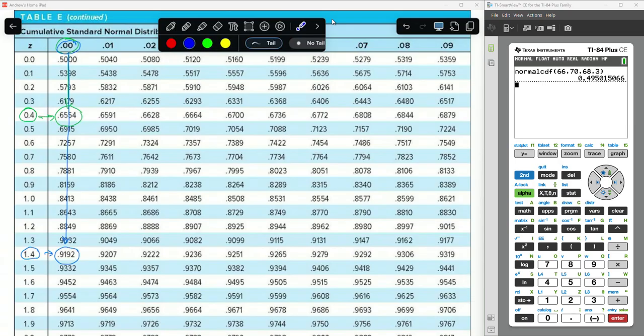When I was calculating a probability, I knew my z-score was 0.40, and then I read off down to find the area. Now I'm going to look up an area and then read backwards to figure out what its z-score is. So the z-score for an area of 0.7910 would be 0.81.